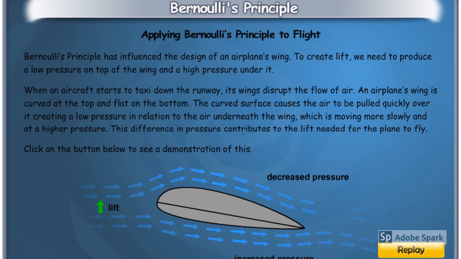Applying Bernoulli's principle to flight. Bernoulli's principle has influenced the design of an airplane's wing. To create lift, we need to produce a low pressure on top of the wing and a high pressure under it.